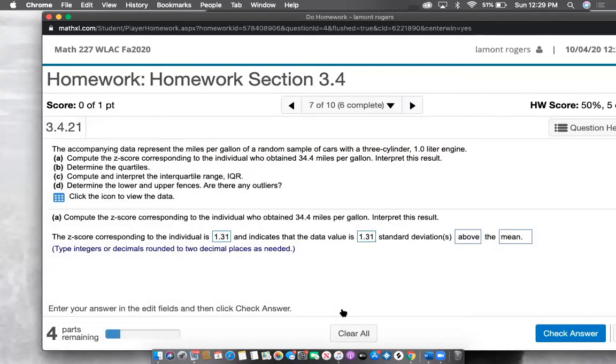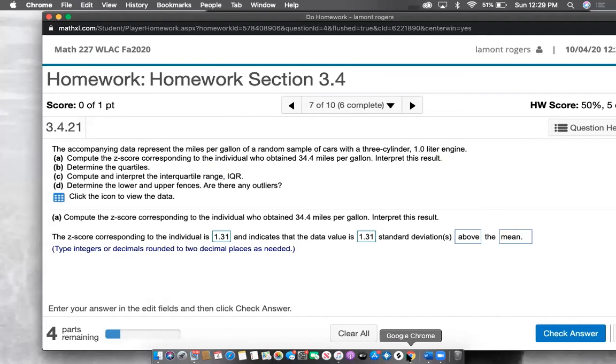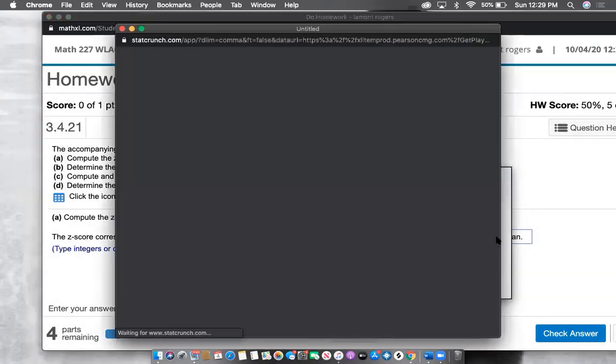Hold on, see what did it do wrong. Type integers or decimals rounded to 2 decimal places as needed. 34.4 minus 38. Go back to the thing again. Where's our data? We need to go to StatCrunch. Can you go to StatCrunch again? Just go back to where we just were. I want to double check the mean and the standard deviation.